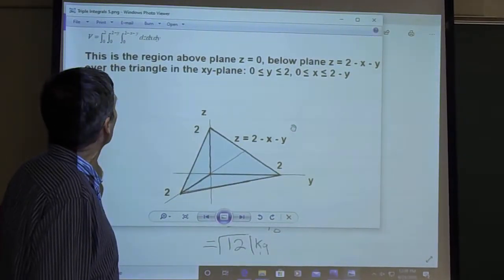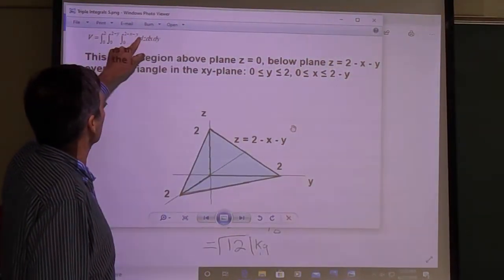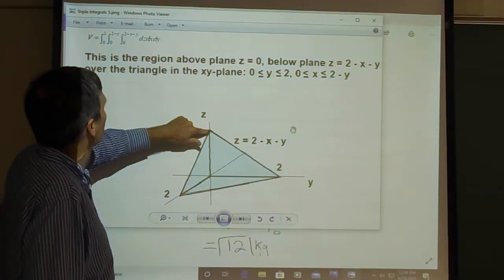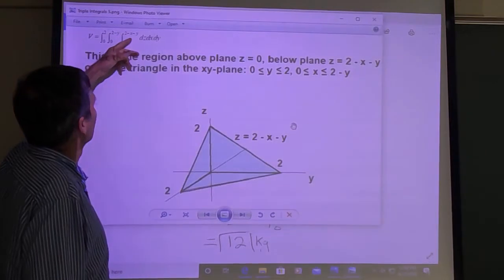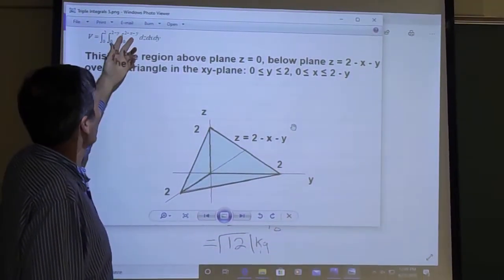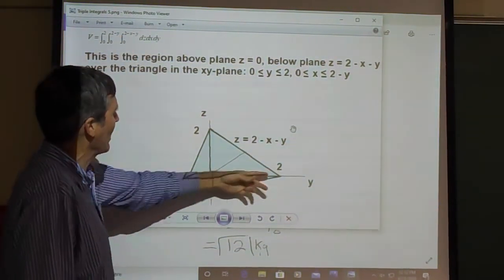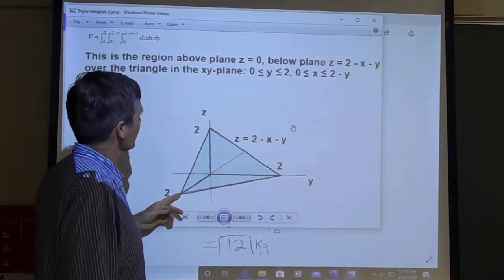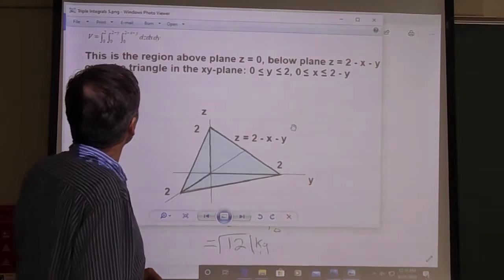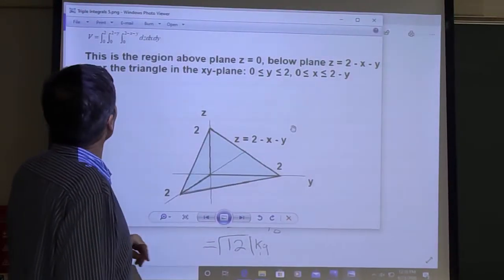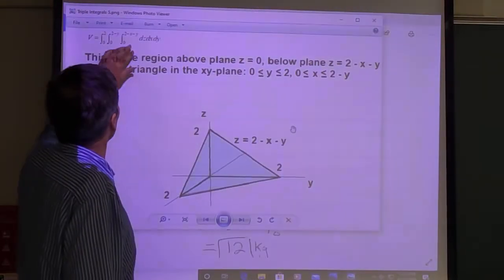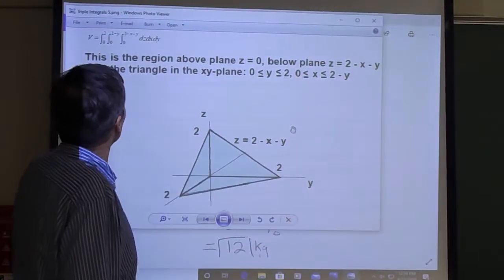I can say, well, if this is z equals 2 minus x minus y, then I can put x and y equal to 0 and I get z equals 2. So I plot 2 here. Similarly, if I put x and z equals 0, I get y equals 2. Put y and z equals 0, I get x equals 2. And so these three points all are on the plane, and I sketch the plane. Then the bottom surface is z equals 0.